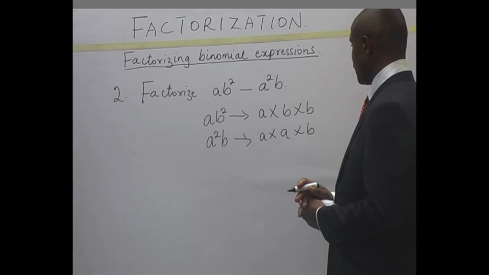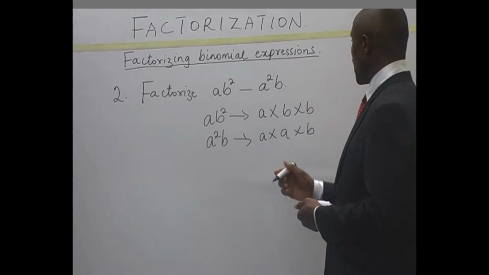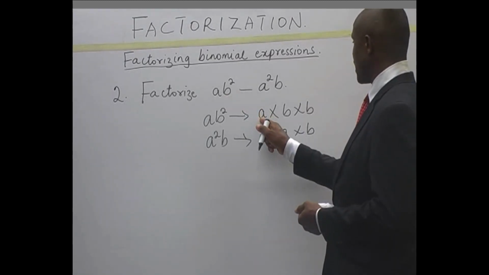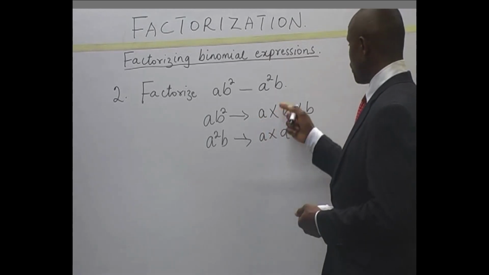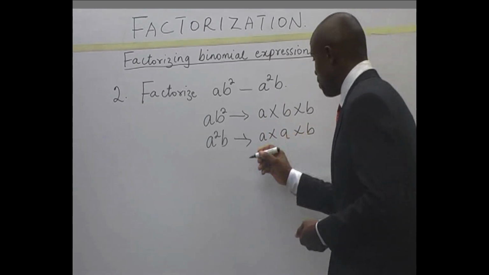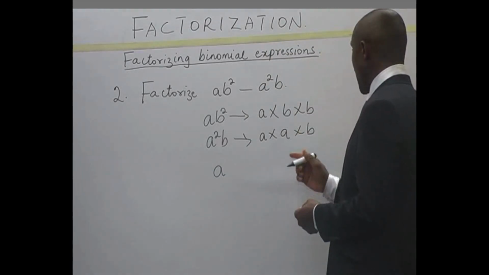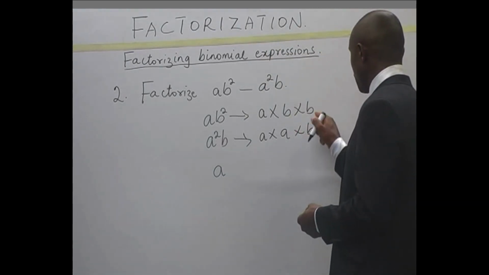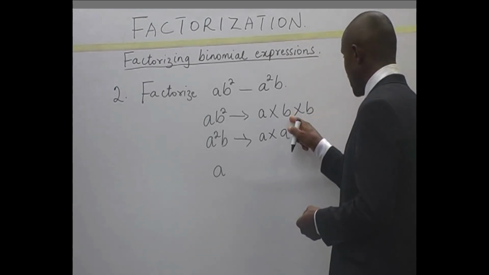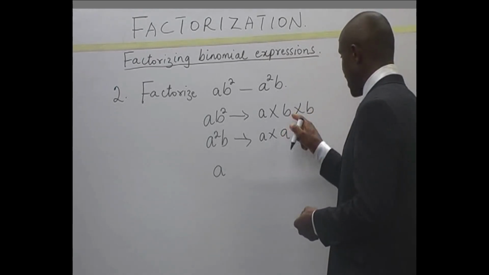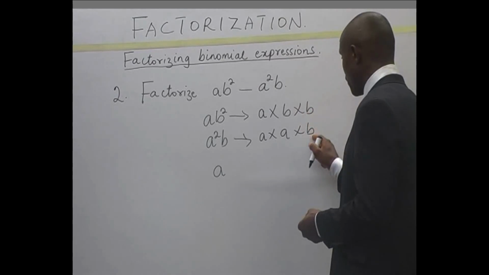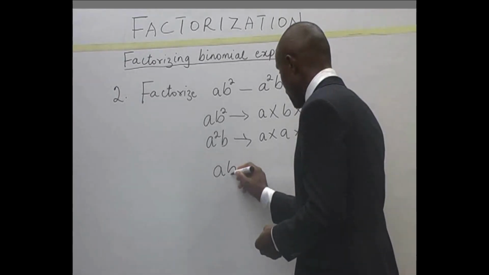Now take what you have in common. Now we have a in both of them. So bring out the a. You also have b common in both of them. Remember there's b here, but there's no b here. There's a here, there's no a here. So we're taking the ones that are common.